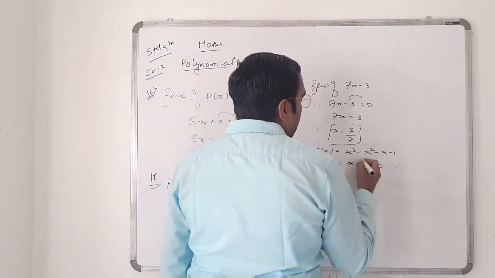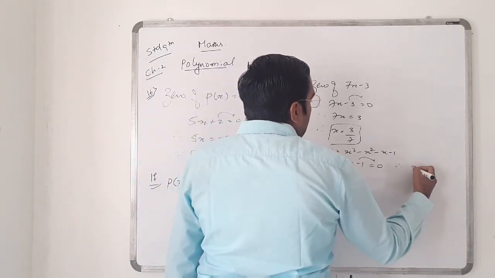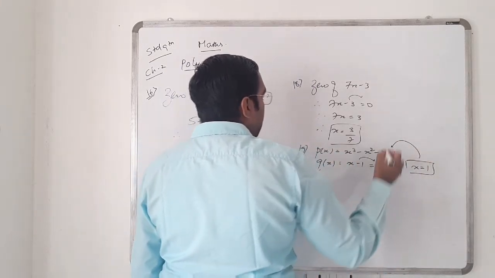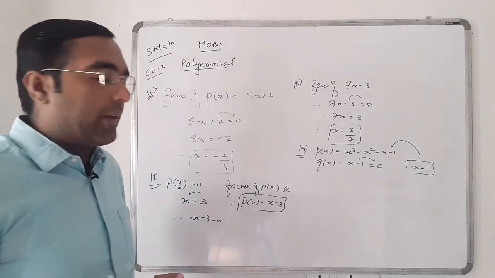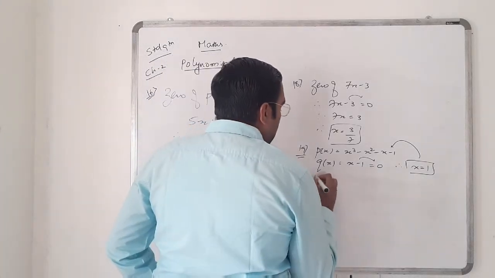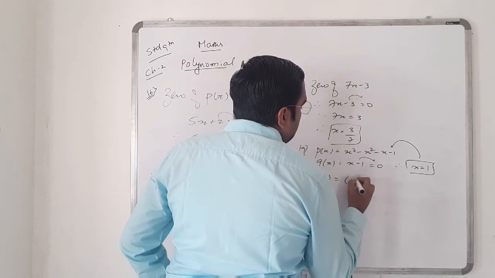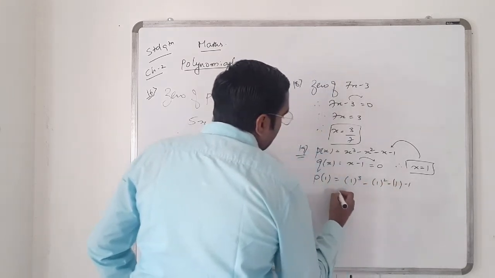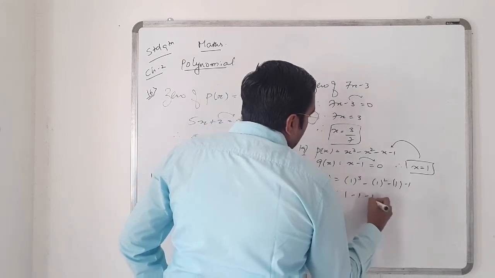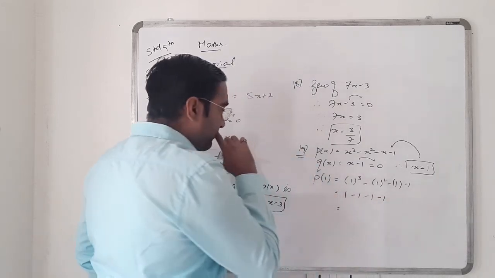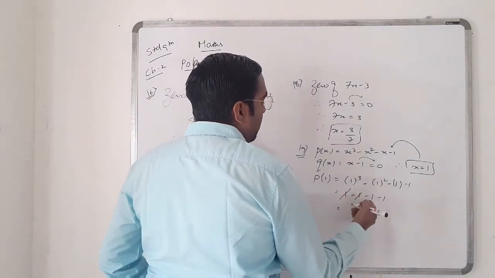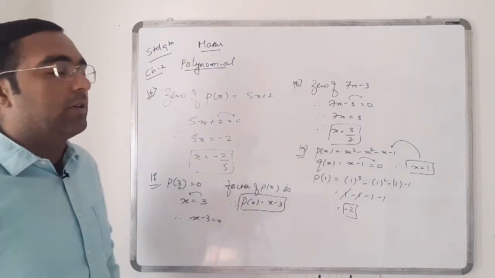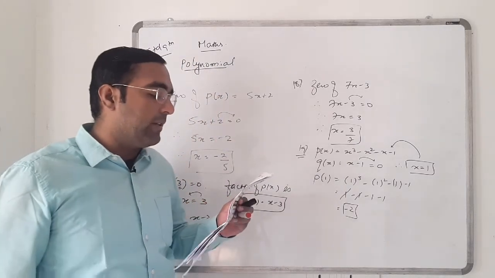So x minus 1 equals 0, shifting 1 to the other side, the value of x is equal to 1. Now I'll put x equal to 1 in p of x. So p of 1 is equal to 1 cube minus 1 square minus 1 minus 1, that is 1 minus 1 minus 1 minus 1. Plus 1 minus 1 cancel out, minus 1 minus 1 equals minus 2. So the remainder will be minus 2.